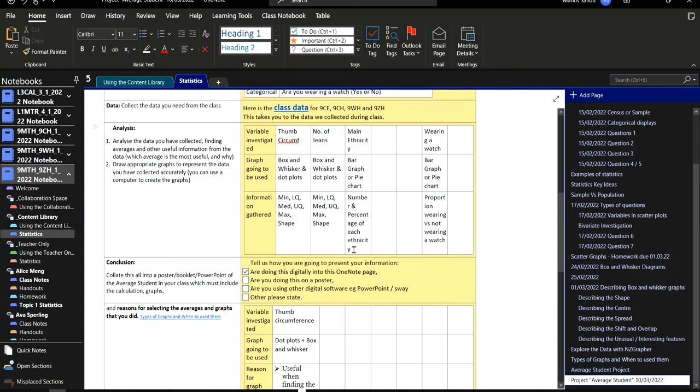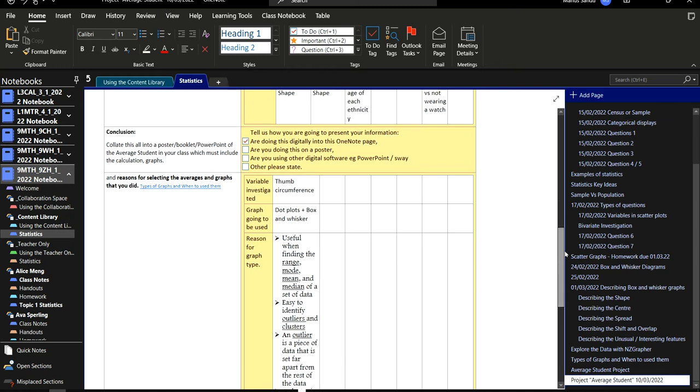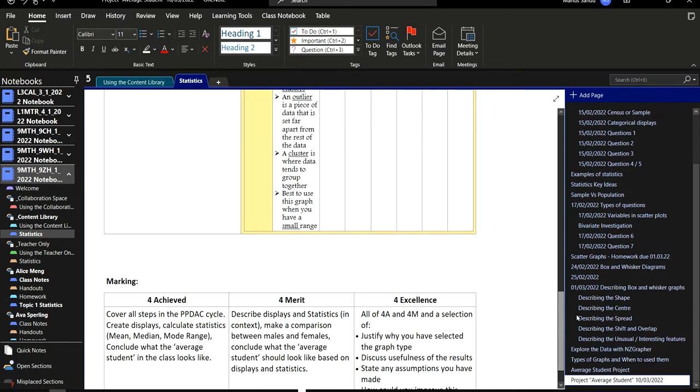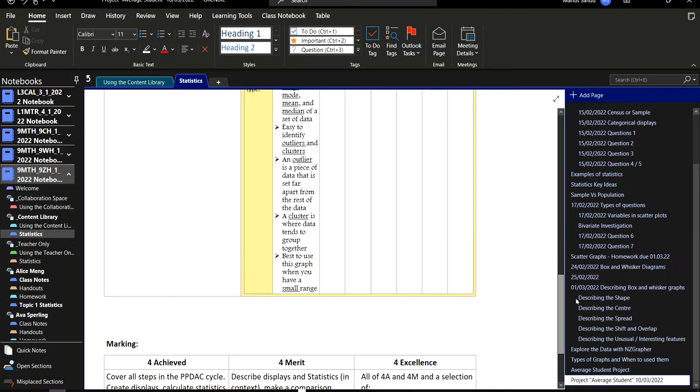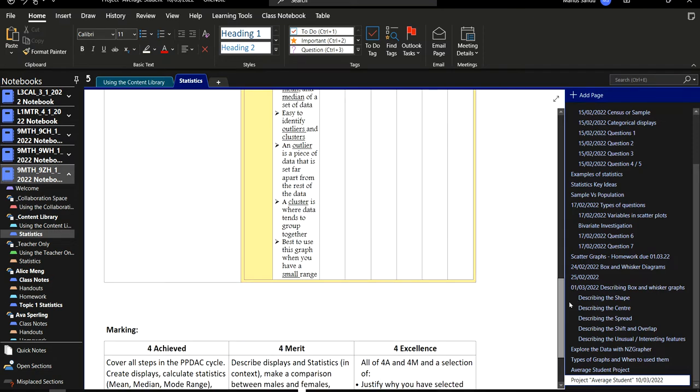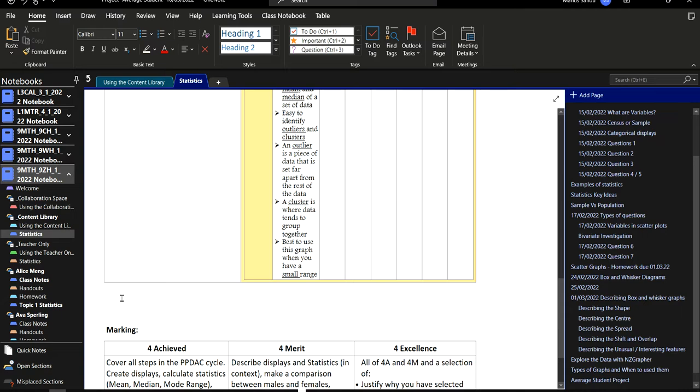Number and percentage of each ethnicity. Okay? And then I've got all these other ones. I haven't completed them because I don't want to run out of variables to investigate. I still want you to have something available to investigate. I'm just giving an example here. Okay? Cool.